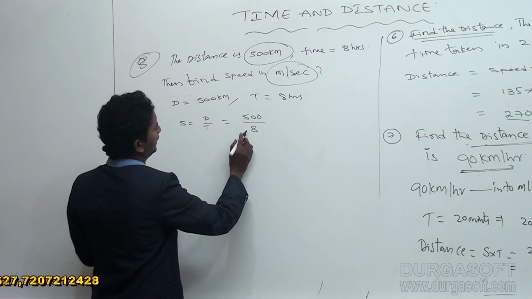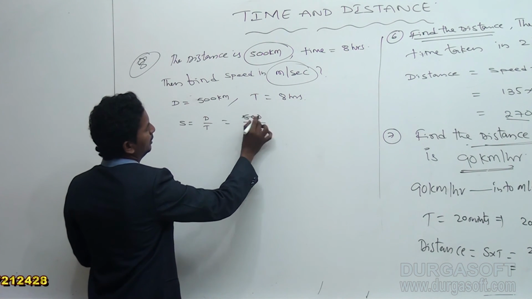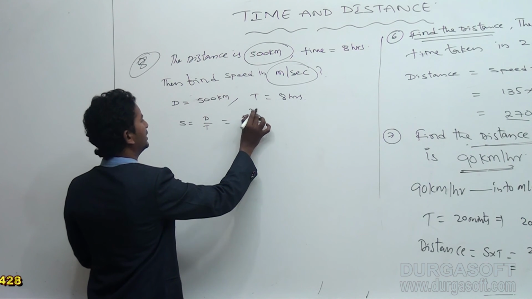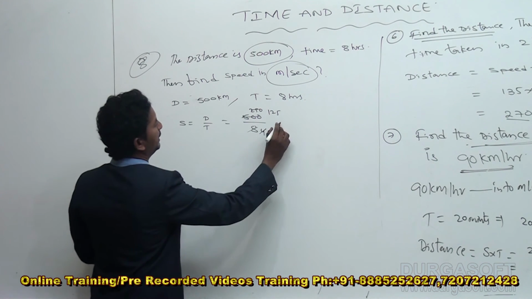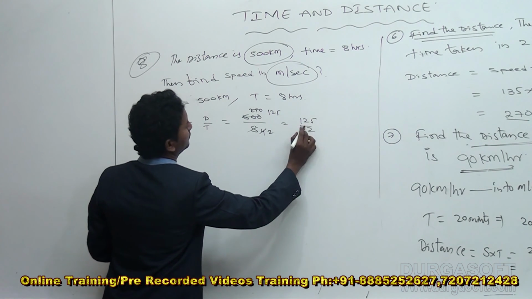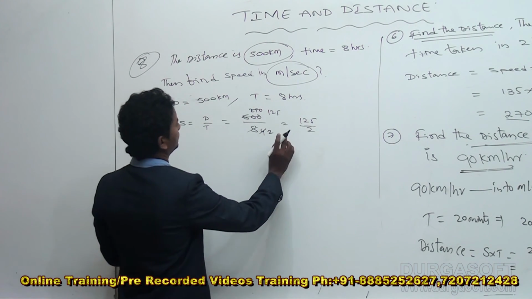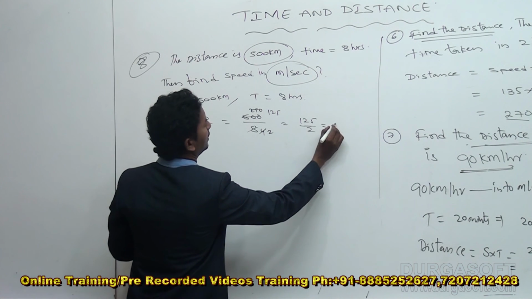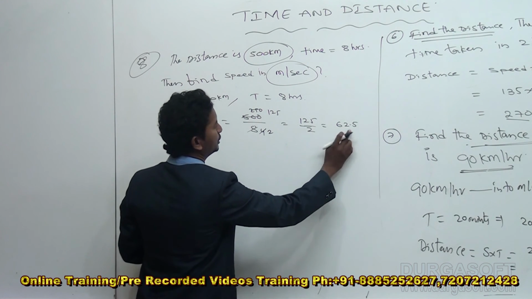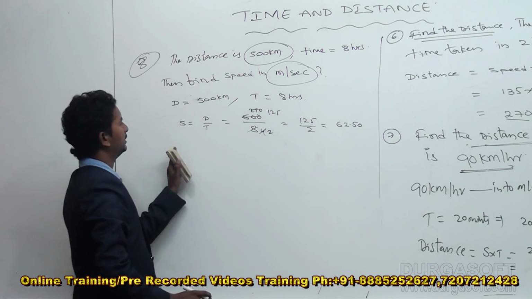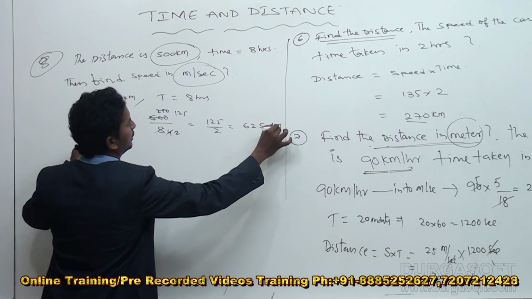Now 500 divided by 8: 2 fours are 8, 2 twos are 4, 125 by 2. The speed is equal to 125 by 2, which is 62.5. This is the speed in kilometer per hour.